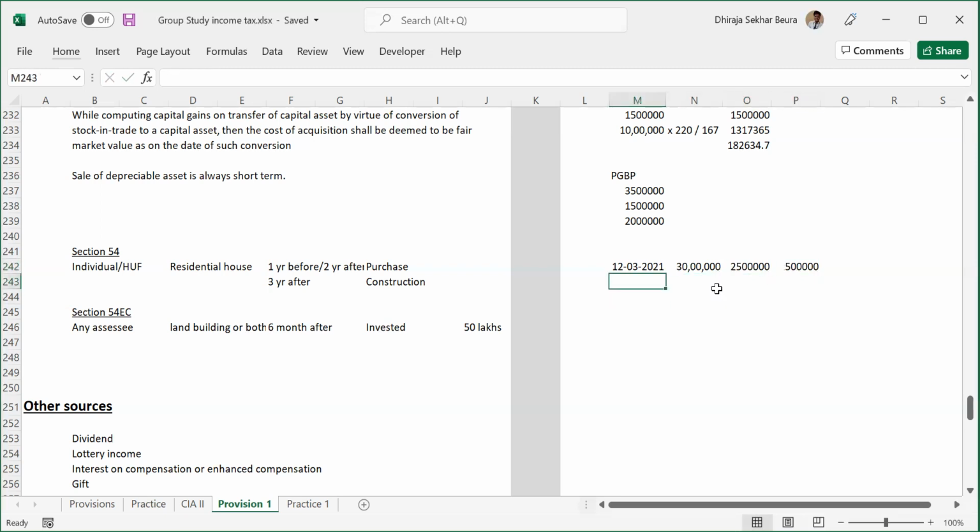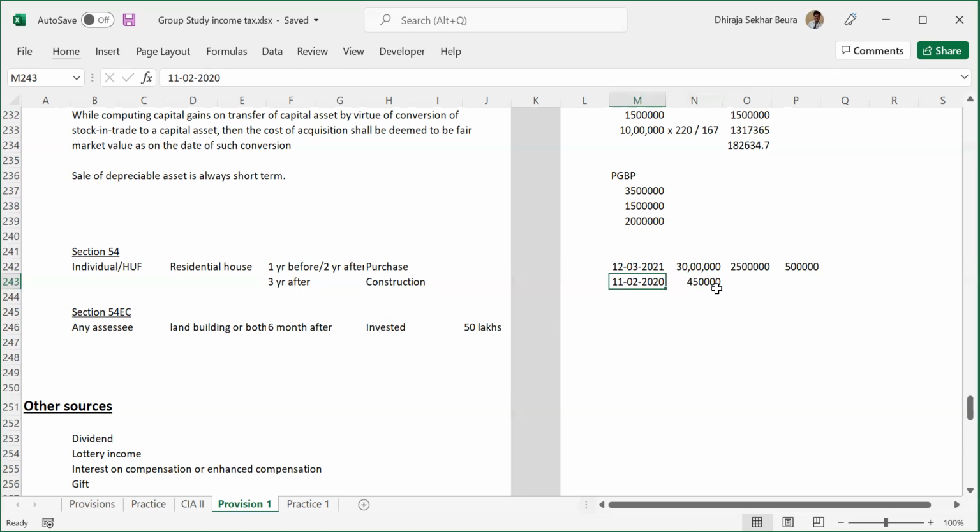Now, on 11th February 2020, you have made an investment of 4,50,000. How much of benefit will you be able to take? You will not get it because it is more than a year before, right? Absolutely correct. Now you will not be able to take it.